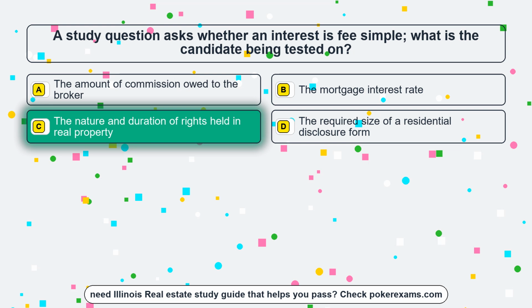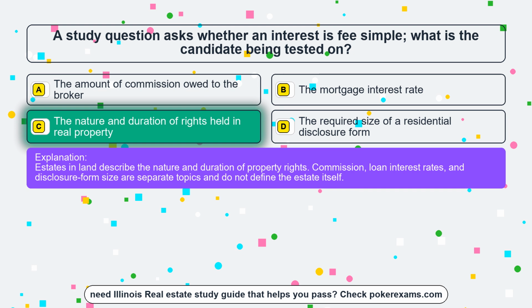The correct answer is option C. The nature and duration of rights held in real property. Estates and land describe the nature and duration of property rights. Commission, loan interest rates, and disclosure-form size are separate topics and do not define the estate itself.